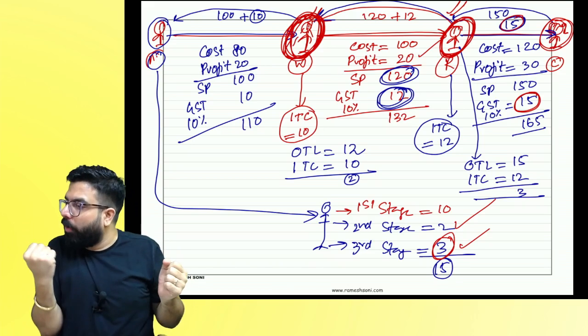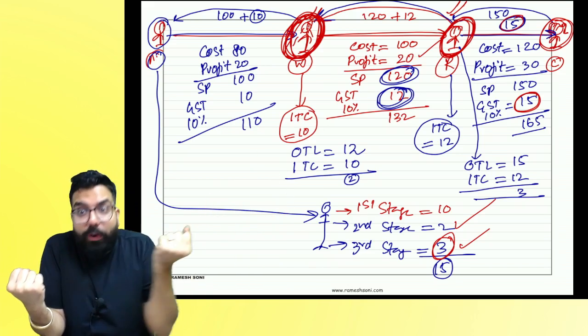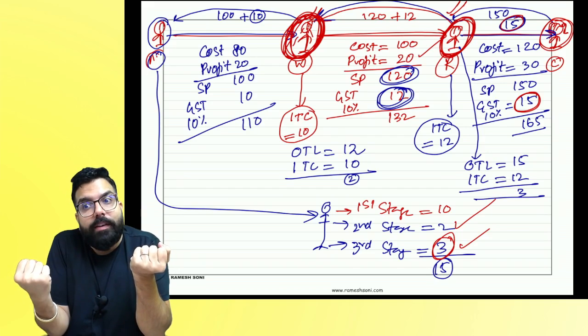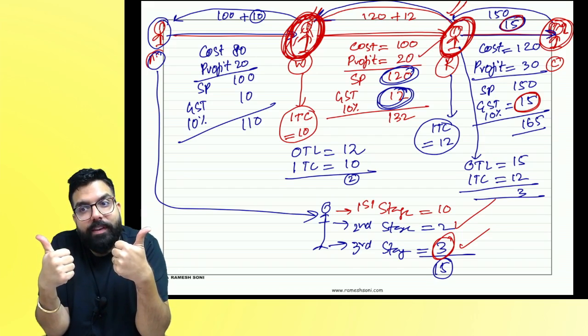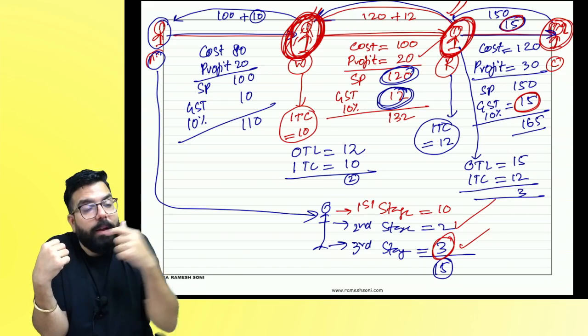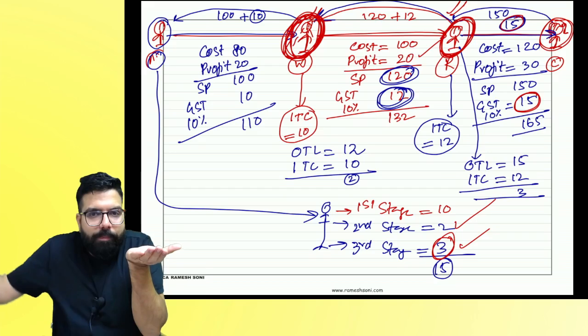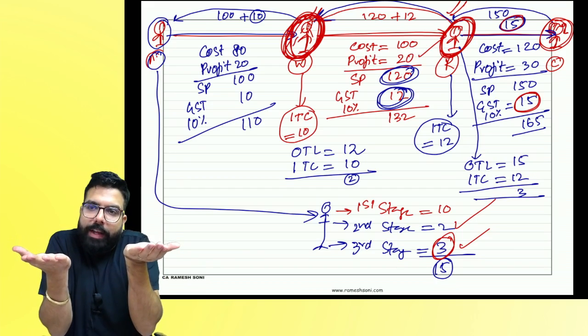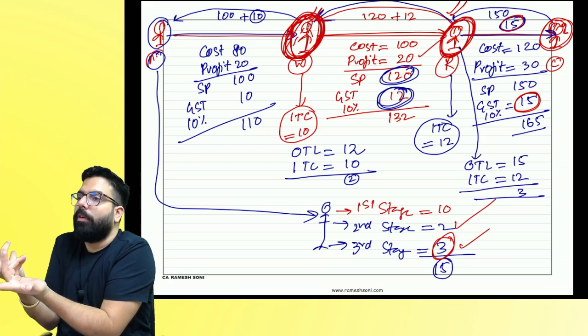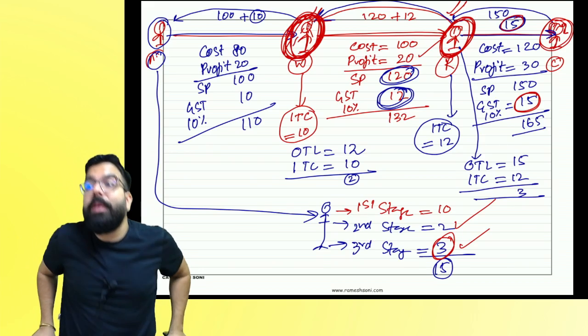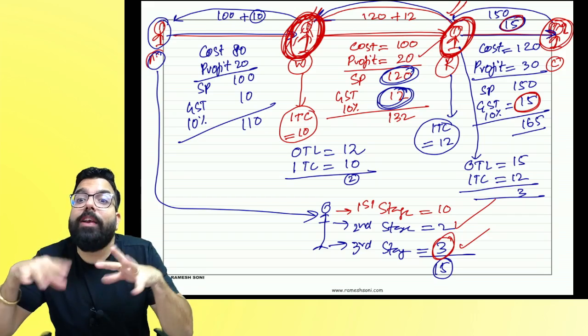Sir, I bought for 100, 10 rupees tax. Sold for 100. Did I do any value addition? Will government get any tax? Output tax I will collect 10 rupees. Input also 10. Zero. So GST means it's a tax on value addition.